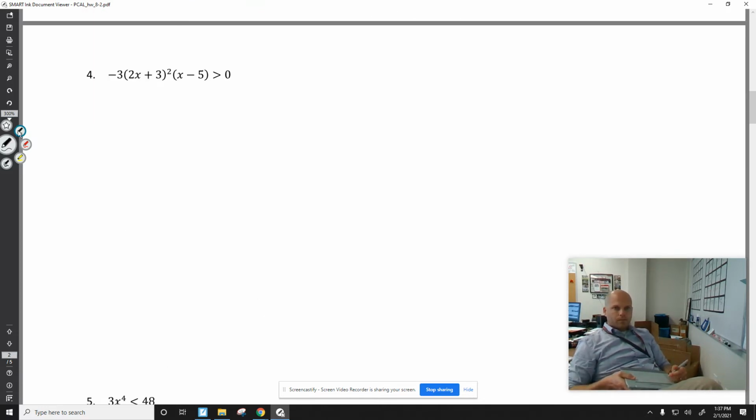Okay. This is already set up for you. Set this equal to 0, we get negative 3 halves. Set this equal to 0, we get 5. A lot of people think 0 is a solution, but it's not. It's like this is not an x. If I plugged in 0, it'd be negative 3 times 3 squared times negative 5. That's not 0. So just because you see something extra factored out does not mean 0 is a solution.